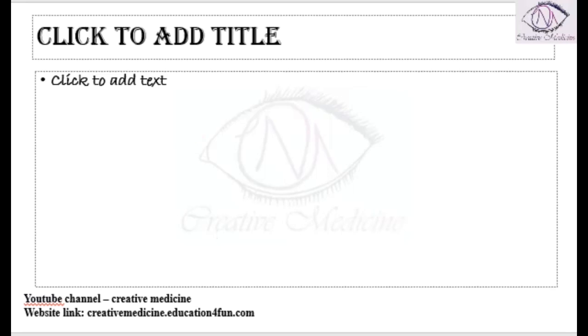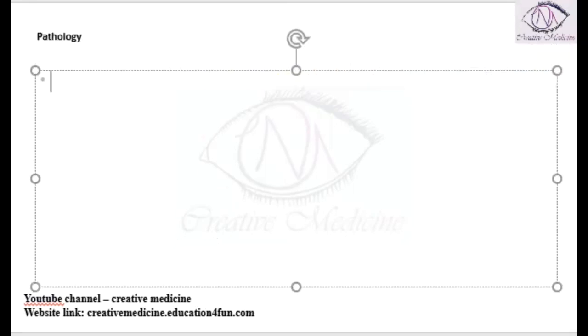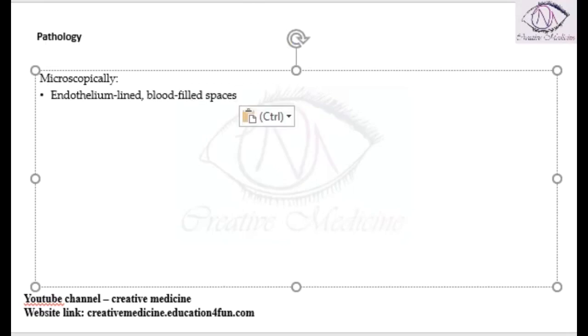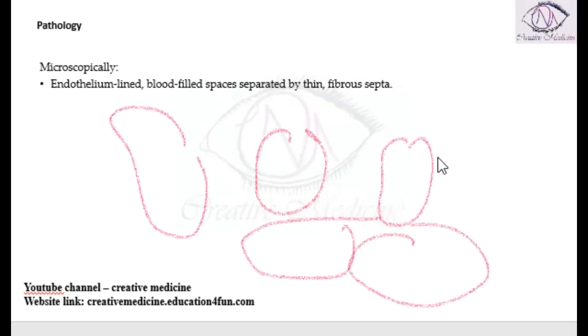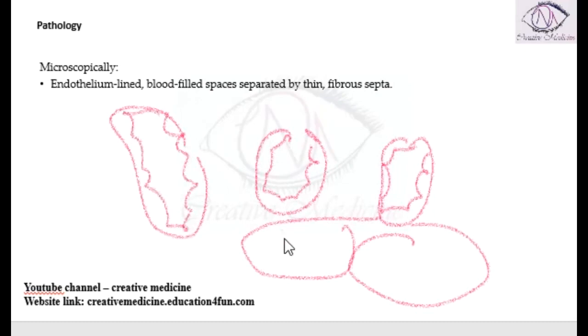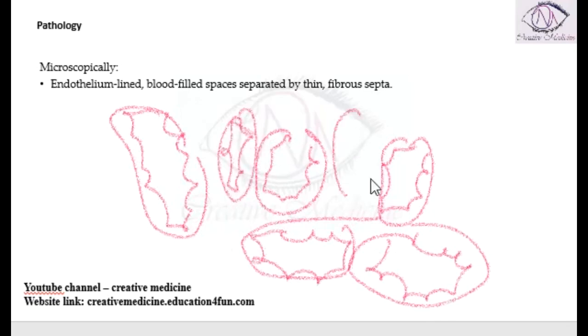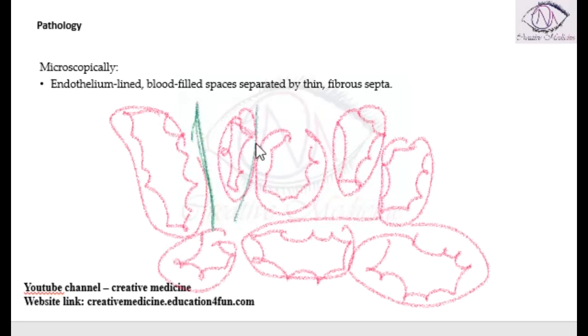Then pathology of hemangiomas. Microscopically, we see the presence of endothelium-lined blood-filled spaces, which are separated by fibrous septa. So here you have blood-filled spaces present in cavernous hemangioma, lined by the endothelium, and these blood-filled sinusoids are separated by a thin fibrous septa.